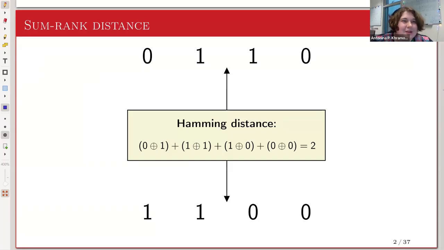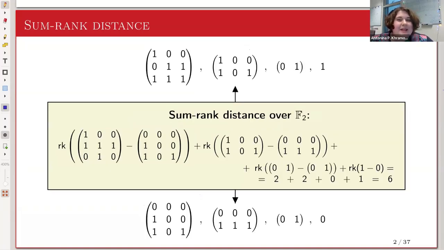In this example, it's just F2. And we define a Hamming distance between these vectors by taking the sum of differences between the respective entries of the vectors. So I am going to talk about some rank metric codes, and sum rank is an extension of this idea of the Hamming metric. So here, instead of vectors with entries over a finite field, the entries are actually matrices, also over a finite field, in this case also F2.